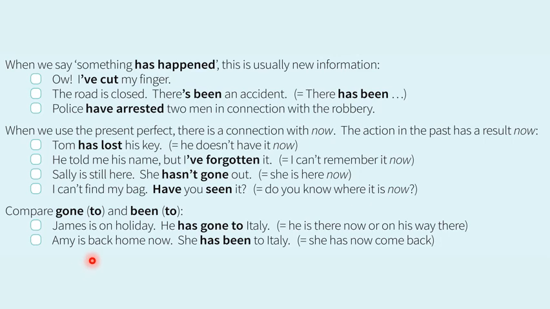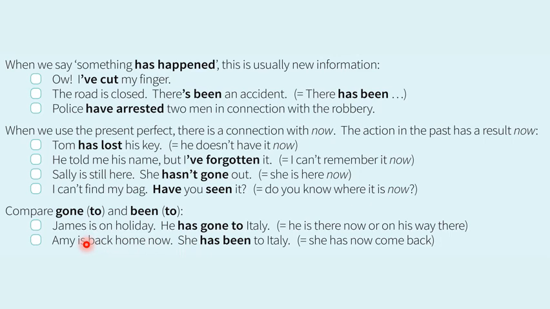Another very frequent term used in English is has gone or have gone, has been or have been. These two terms are very frequent in English, and we need to understand the differences between them. The example here is very clear. James is on holiday. Now he is on holiday. He has gone to Italy. He started his journey to Italy in the past, but I haven't heard about him since. So he has gone to Italy. Now he is there, or on his way.